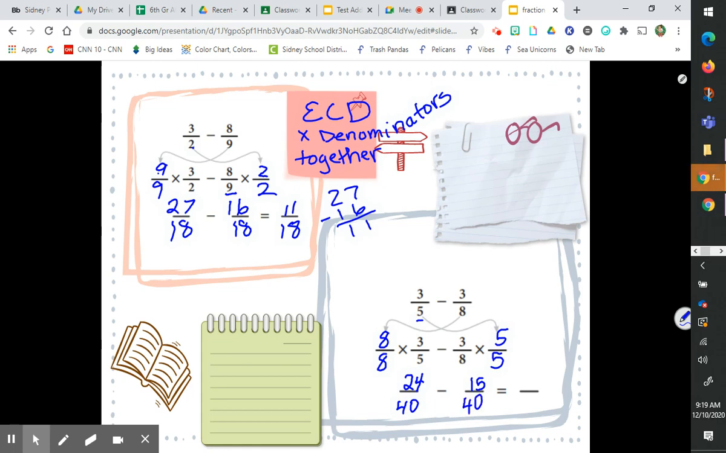Now I can see that I have common denominators, and all I need to do is take that 24 away, or 15 away from 24.